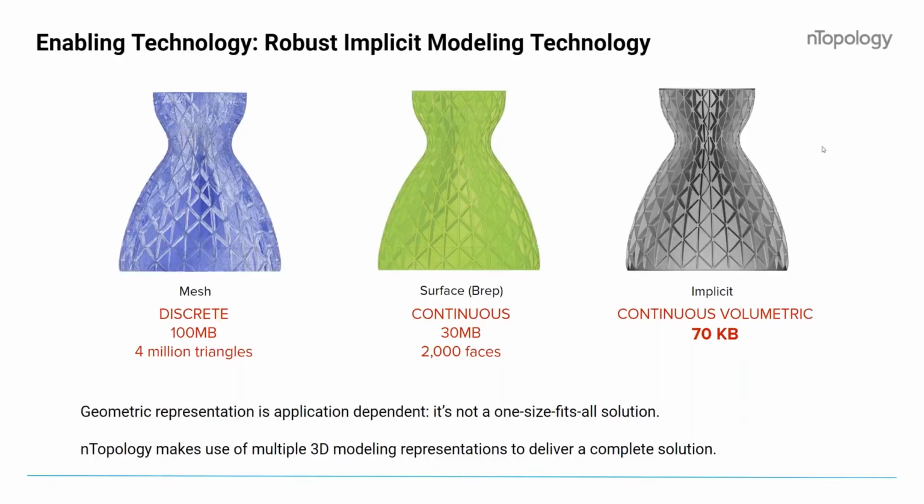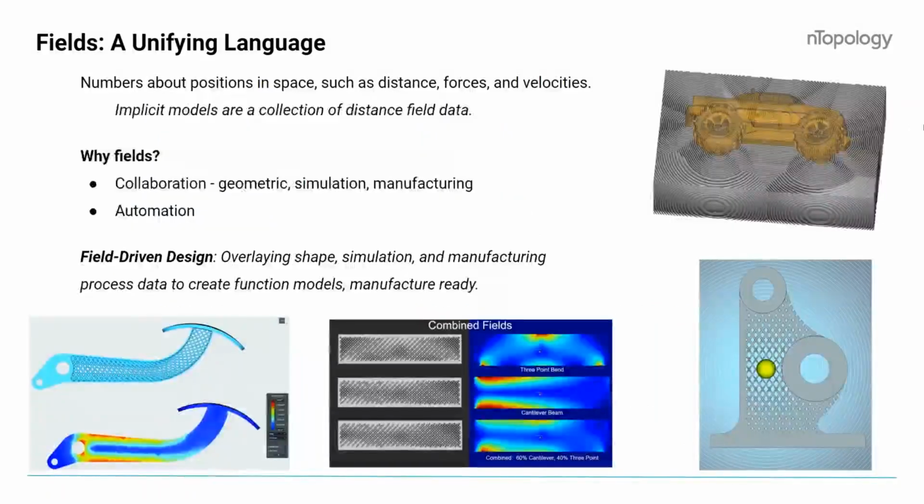If implicit modeling technology is the backbone that allows geometry representation in this robust way, then fields, or distance fields, are this unifying language that enables what I would call a true integrated relationship between shape, simulation, and manufacturing process data. Now, when we talk about fields, we're saying numbers, scalar values, or this collection of data that represents something in space, such as distances, forces, velocities, or in the case of topology optimization, local stress values or stiffness information.